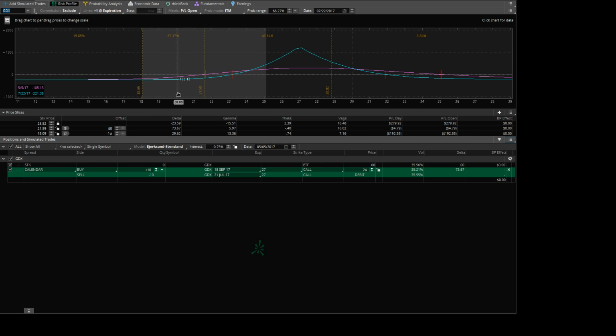Now, if GDX moves below 20, I don't know, that thing will go to 0. So I guess it depends on your thesis. Do we have a bottom here? This is the area where we're going to bottom, or we're going up. But this is a good speculative way to play it.